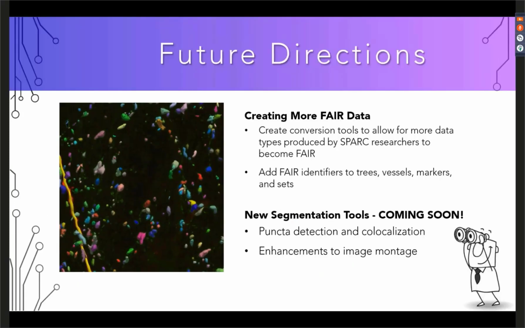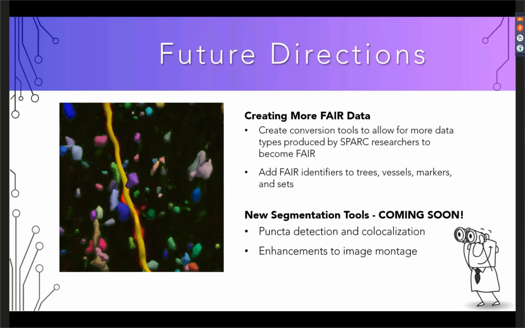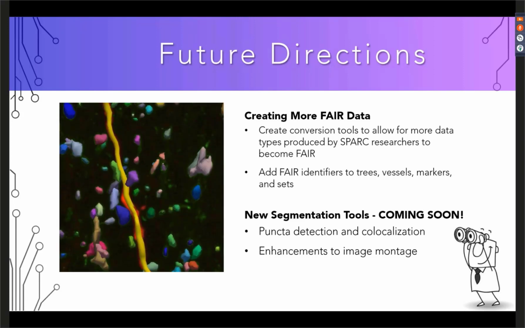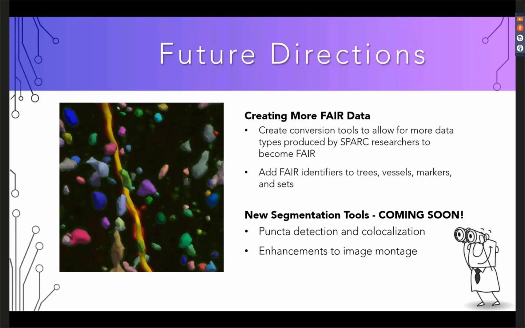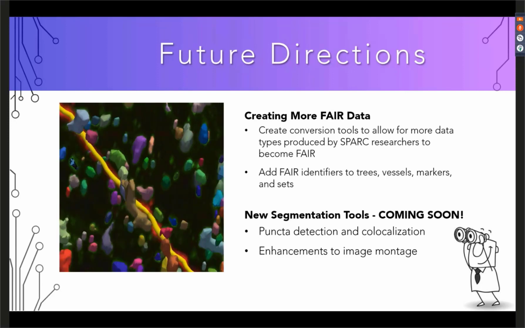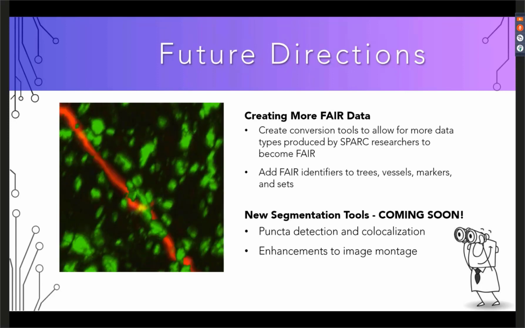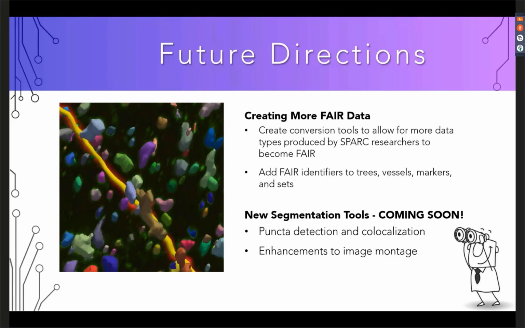MBF Bioscience is really dedicated to making SPARC segmentation FAIR. We have plans to implement more features to our applications that will create more FAIR data. These include developing conversion tools to allow for more data types produced by SPARC researchers to become FAIR, and writing FAIR identifiers to trees, vessels, markers, and sets.